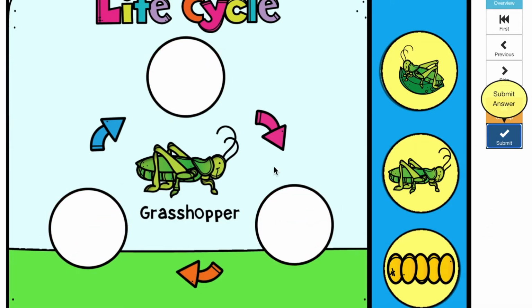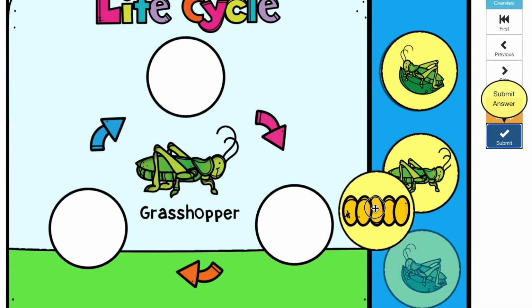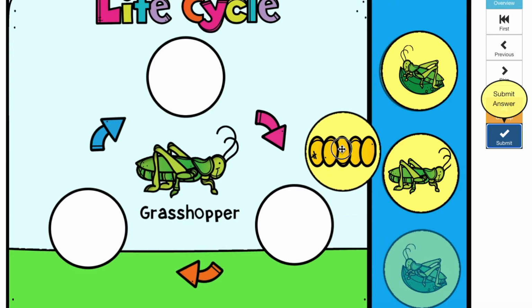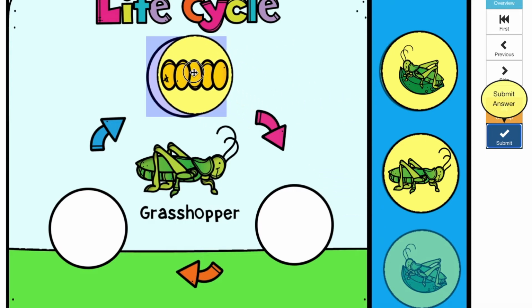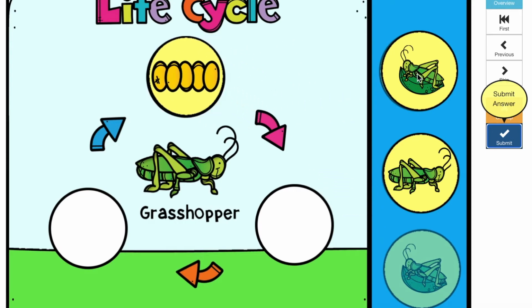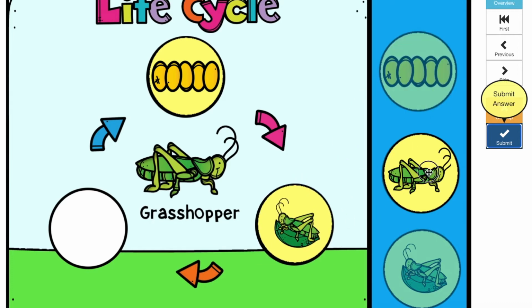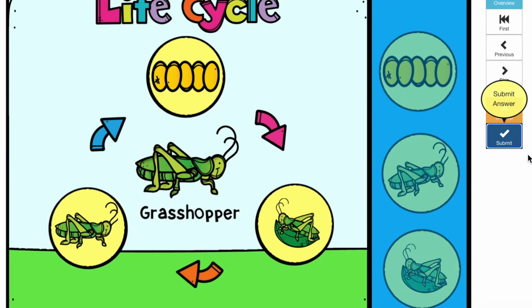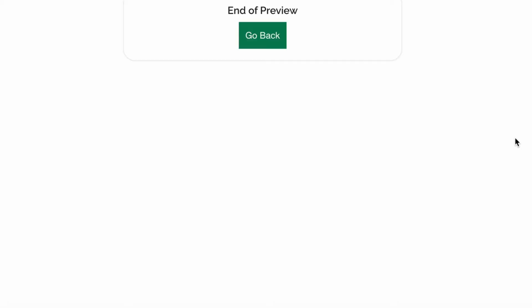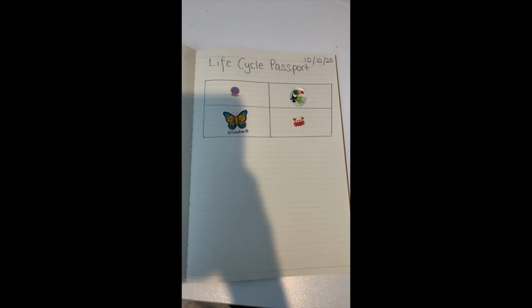Now, in the second stage of this activity, students will not have any words in the circles as guidance. They are to use their memory or understanding of the life cycle to complete this one. So eggs first, nymph second, and adult third. They then press submit. Once the students finish their activity, they will then receive a sticker in their passports.